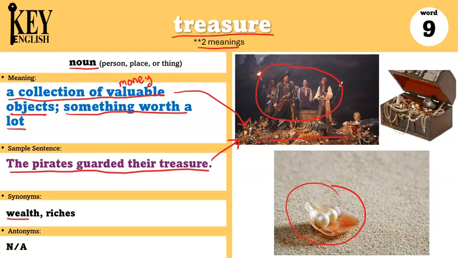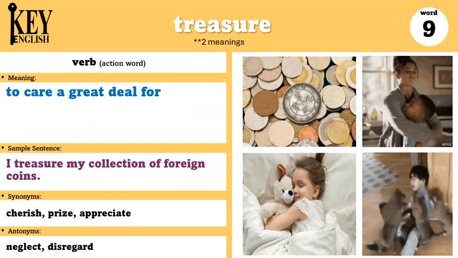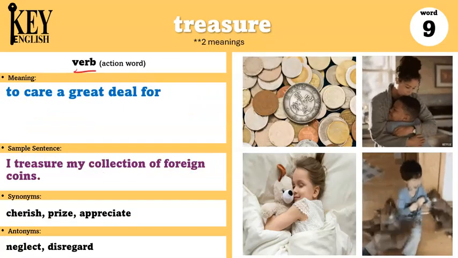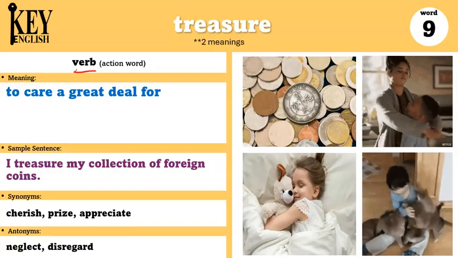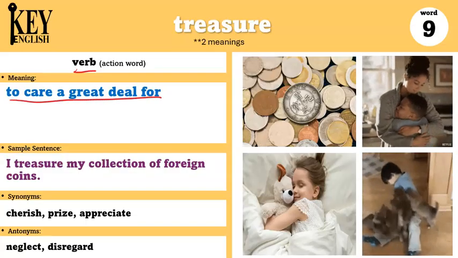Synonyms include wealth and riches. There are no antonyms for this word. We most often use treasure to talk about things like jewelry, gold, pearls, any kind of expensive looking item. But we can also use treasure as a verb, as an action word. And it means to care a great deal for.